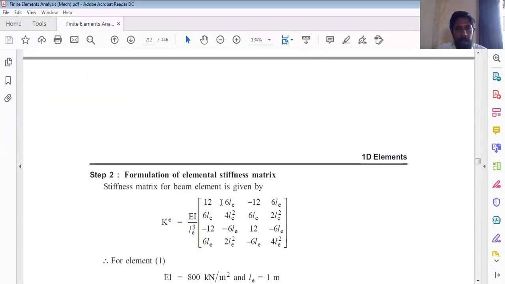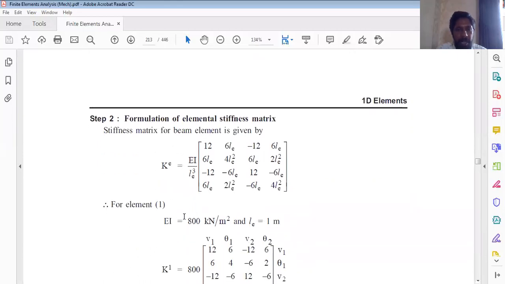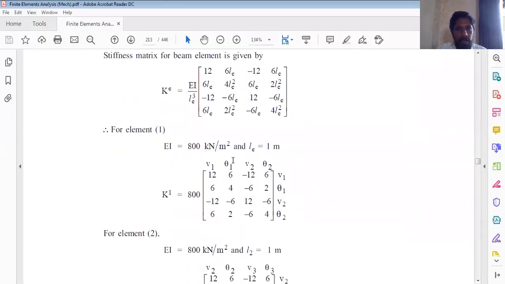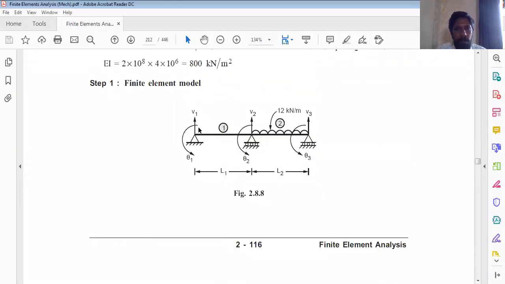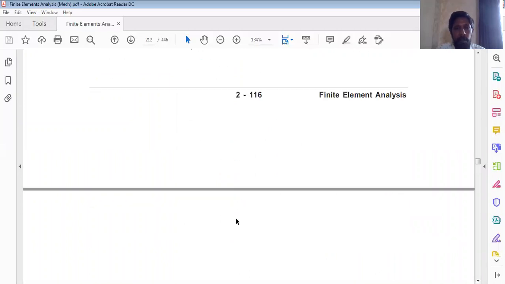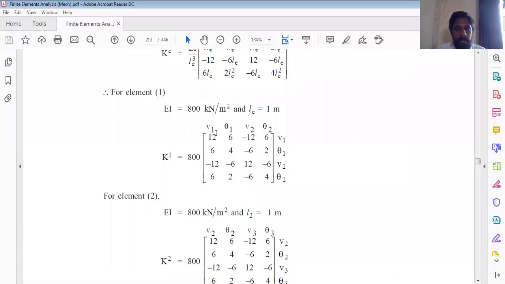First of all, we have to formulate the elemental stiffness matrices by using this stiffness equation. We have the value of EI and also the length of the element. When you substitute the length and EI value, we get the stiffness matrix. Element 1 is associated with node 1 and node 2, meaning that they are associated with the degrees of freedom V1, theta 1, V2, theta 2. So after having this stiffness matrix, on the top of it you have to write V1, theta 1 and V2, theta 2. In the column also, it is V1, theta 1 and V2, theta 2.